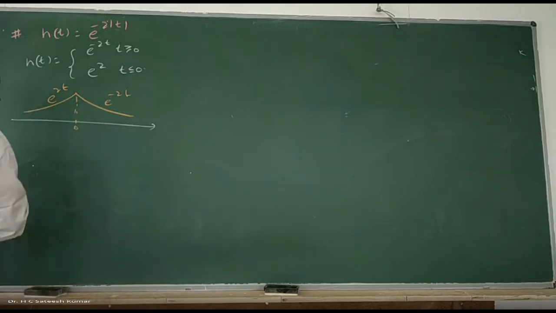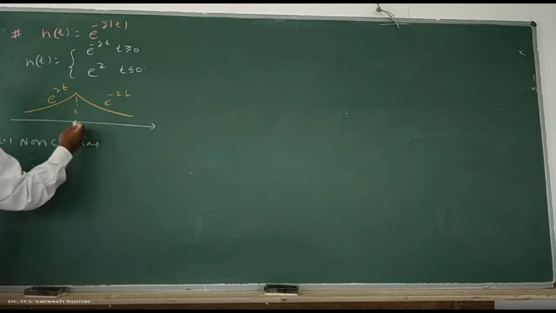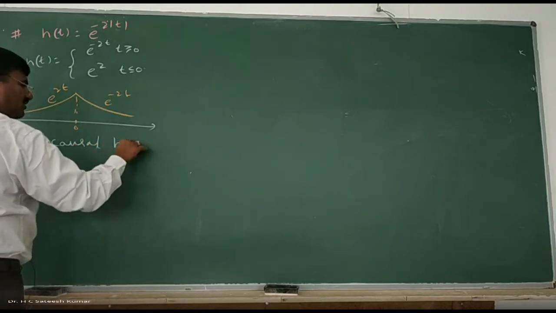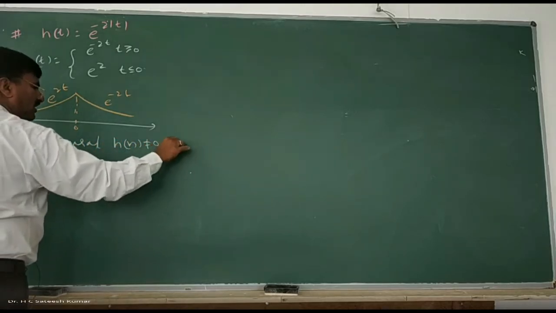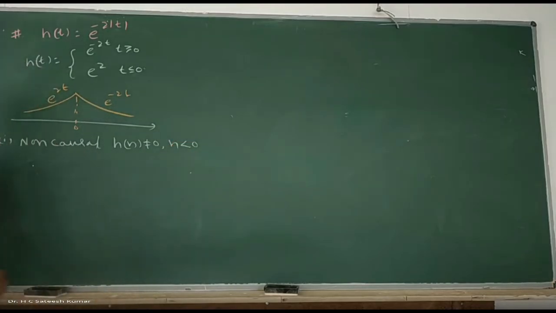Quite naturally, the first one is non-causal. Why is it non-causal? Because before 0 the object exists. Because h of t is not equal to 0 for t less than 0.